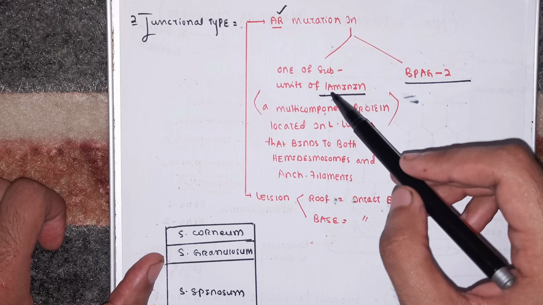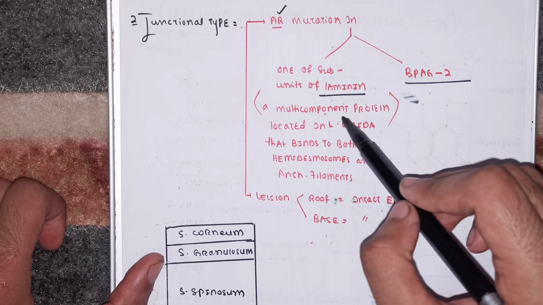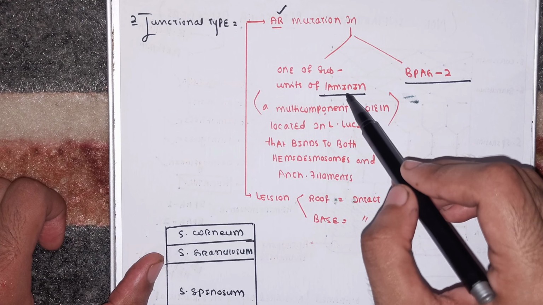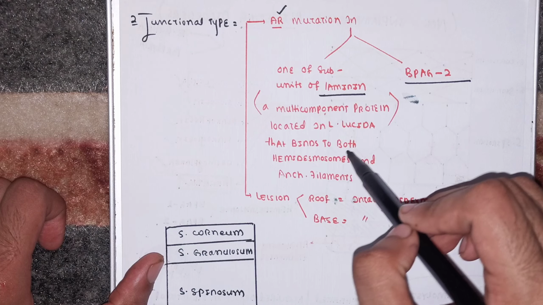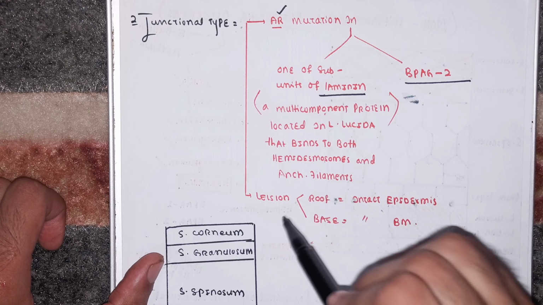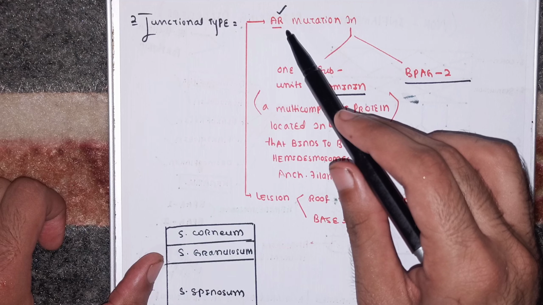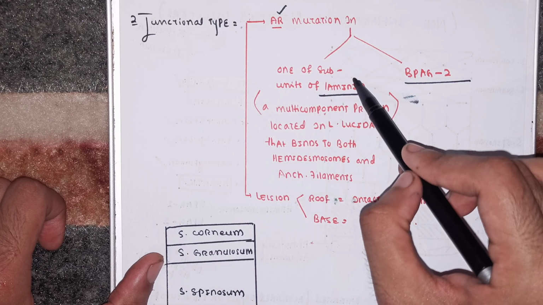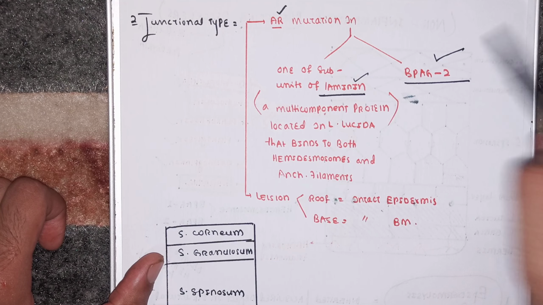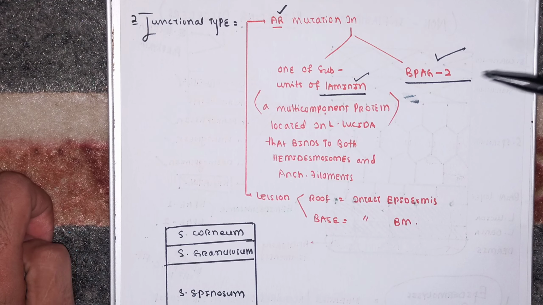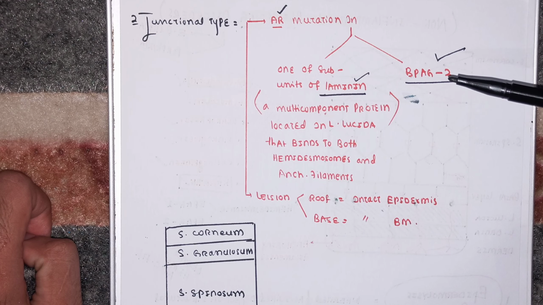And what about this laminin? Laminin is a multi-component protein located in the lamina lucida, and this laminin is the protein that binds to both hemidesmosomes and anchoring filaments. Beta, if there is an autosomal recessive mutation in the gene which encodes the laminin protein or BAPAC2 protein, guess what is going to happen? BAPAC2 is a very important protein of the hemidesmosome.